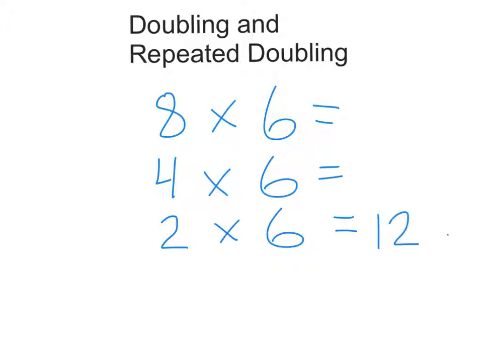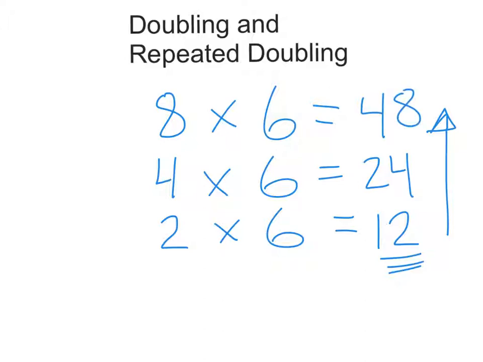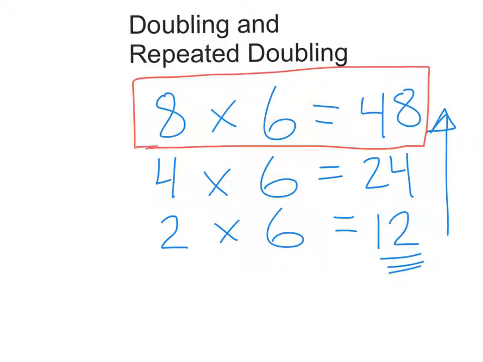So now as I move up what I call the ladder, I'm going to double my answer each time, or my product. So 12 doubled is 24. And 24 doubled is 48. So there you have it. 8 times 6 is 48. Let's do another example together.